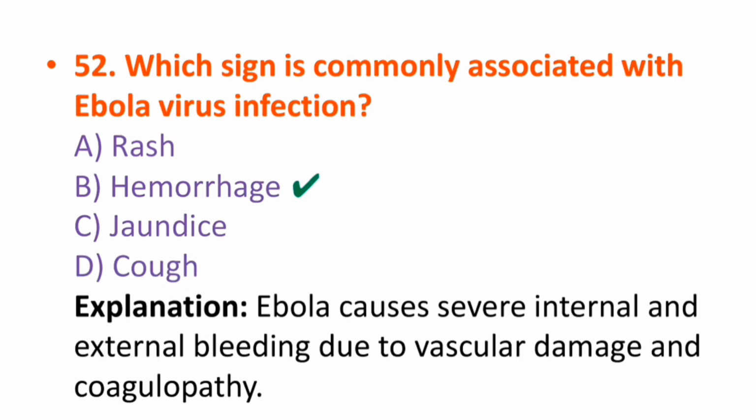Which sign is commonly associated with Ebola virus infection? Option A rash, option B hemorrhage, option C jaundice, option D cough. The correct answer is option B hemorrhage. Ebola causes severe internal and external bleeding due to vascular damage and coagulopathy.